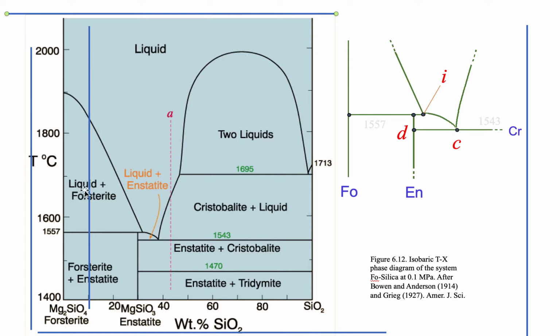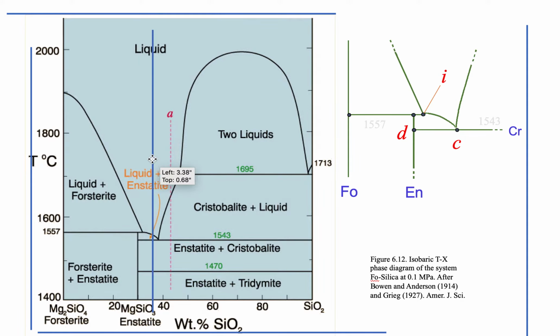As we follow this bulk composition down, we're going to end up in the forsterite plus enstatite field. So we'll have a rock with 2 minerals, olivine and pyroxene, and you can see it's more to the left of the halfway mark. We'll have more forsterite than we will enstatite. So this is a case where we have this reaction relationship where we have forsterite in excess of liquid, and so the liquid will completely disappear as it reacts with forsterite left over.